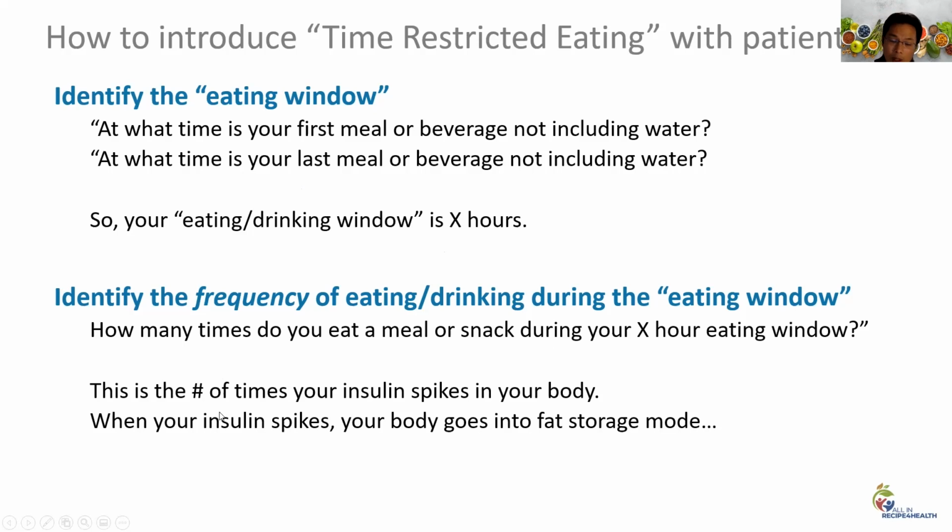And then I basically say, oh, okay, 5 times. So that's the number of times your insulin spikes in your body. When your insulin spikes, your body goes into fat storage. And you've been telling me you want to lose weight or whatever, here's some thinking on that. And then I say, hey, so what's your thinking? Based on what we said, do you want to shift the eating window time, or do you want to shift the frequency of eating?